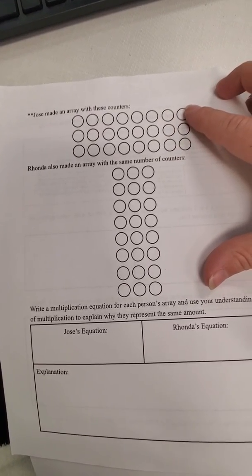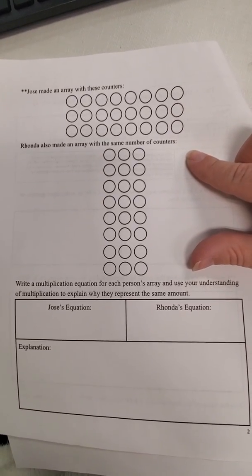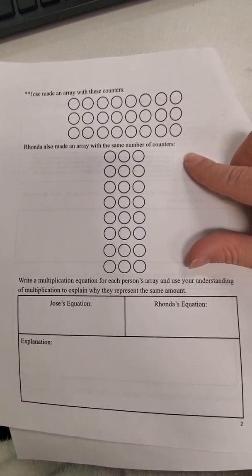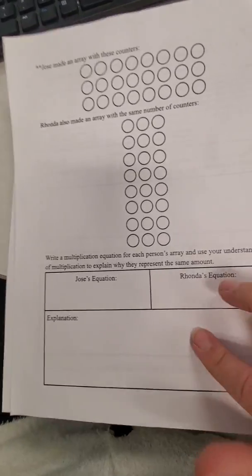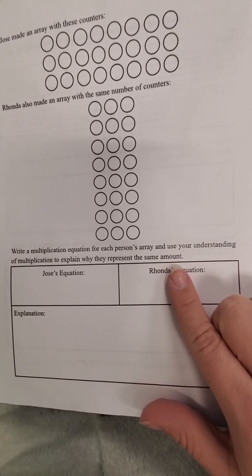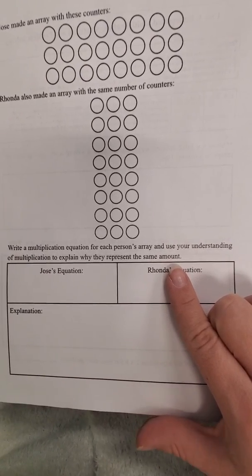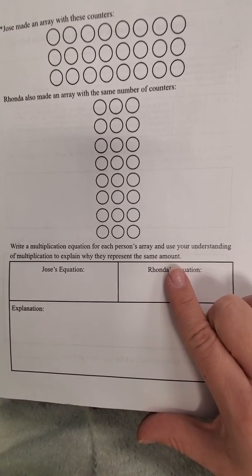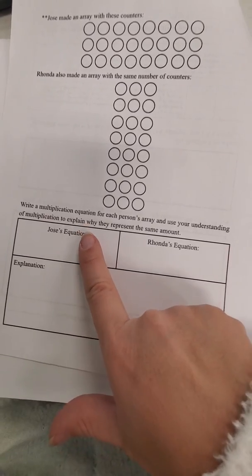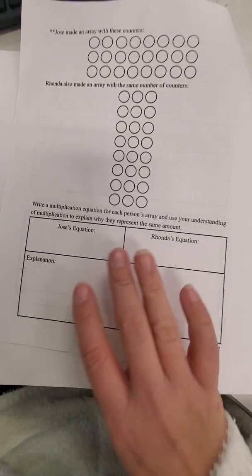Jose made an array with these counters. Rhonda also made an array with the same number of counters. Use a multiplication equation for each person's array and use your understanding of multiplication to explain why they represent the same amount. Jose's equation, Rhonda's equation, explanation.